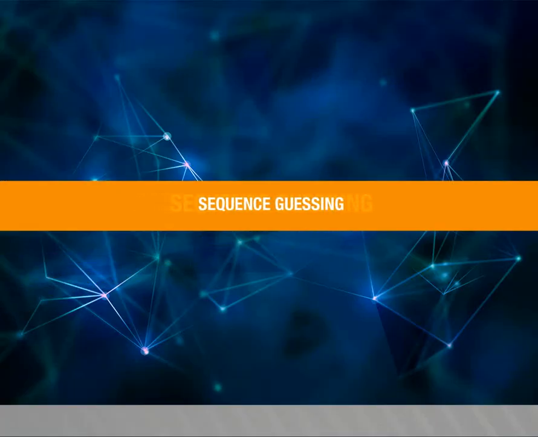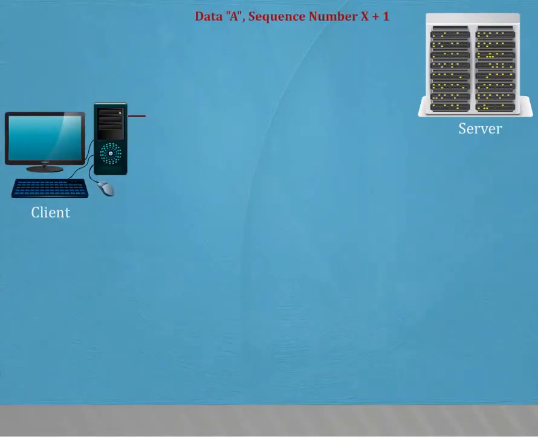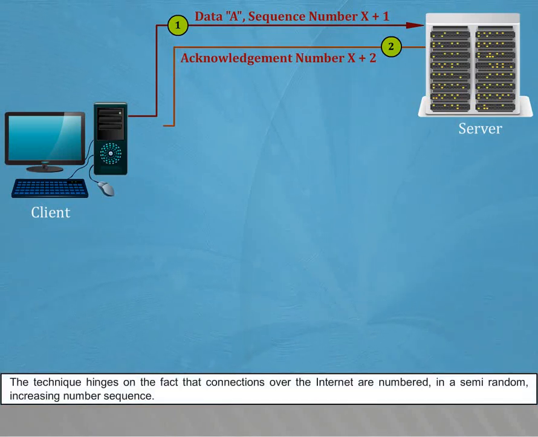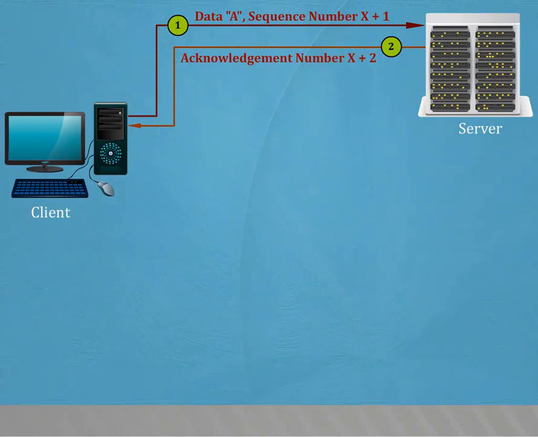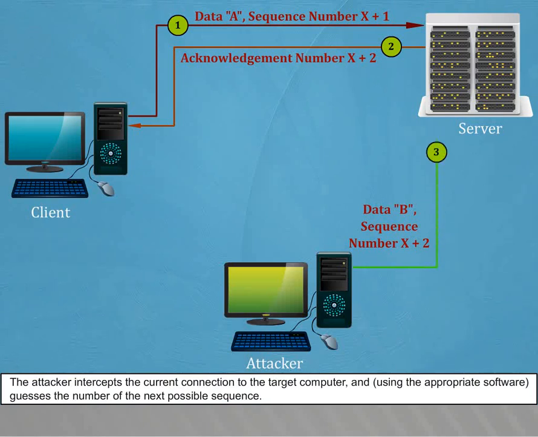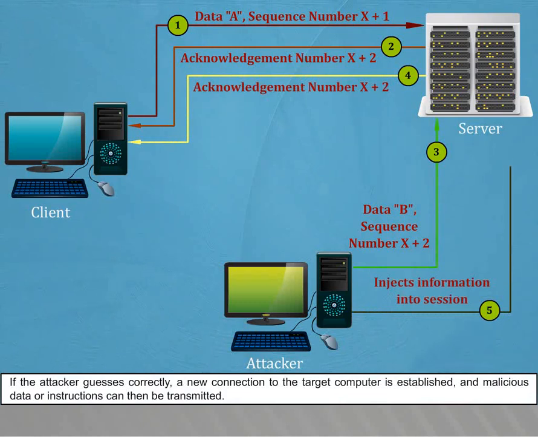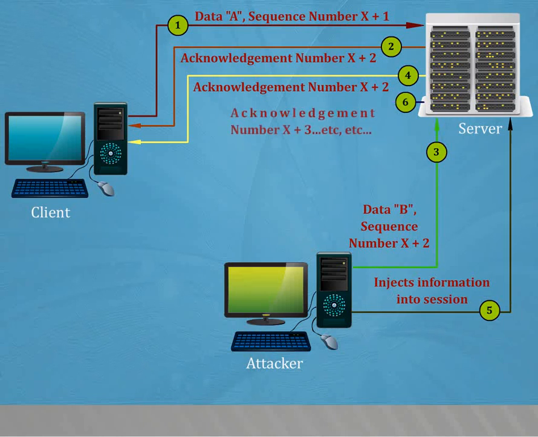Sequence guessing. In this video, we are going to see about sequence guessing. This type of attack enables a flow of attack data to infiltrate the target network. The technique hinges on the fact that connections over the internet are numbered in a semi-random increasing number sequence. The attacker intercepts the current connection to the target computer and, using the appropriate software, guesses the number of the next possible sequence. If the attacker guesses correctly, a new connection to the target computer is established and malicious data or instructions can then be transmitted.